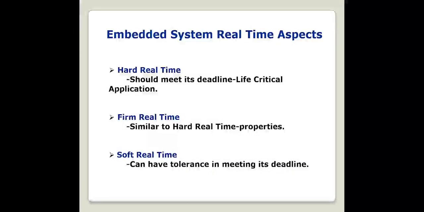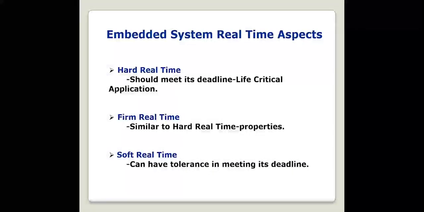An embedded system is a combination of hardware and software that will perform a certain task. It is like programming physical objects. Some real-time aspects are hard real-time, which should meet its deadline, like life-critical applications. Firm real-time, which is similar to hard real-time properties. Finally, soft real-time, which can have tolerance in meeting its deadline.